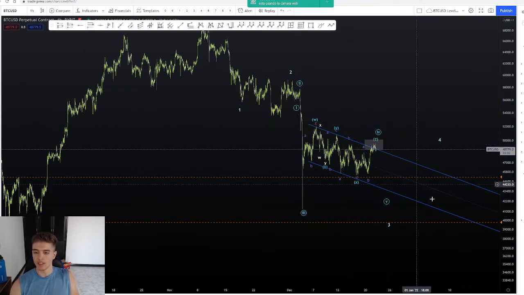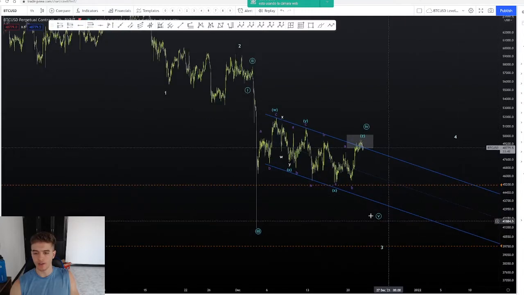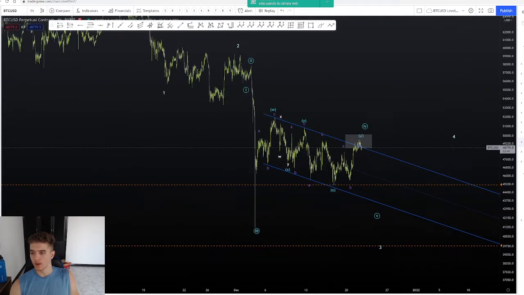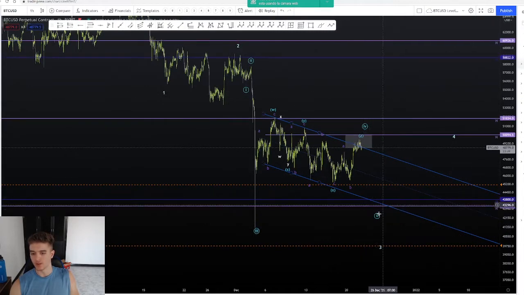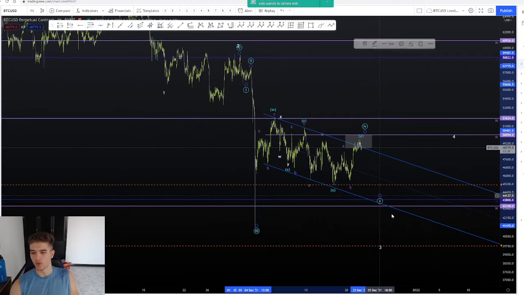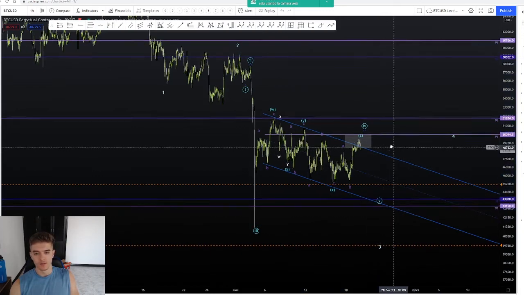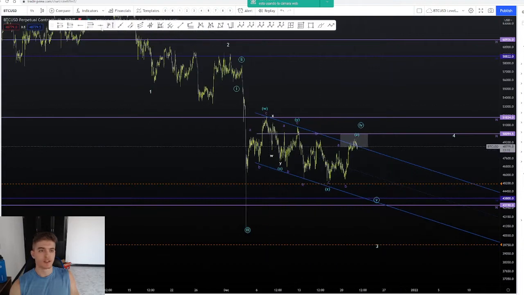So like I said, I would not be surprised if this wave 5 ends above these lows. And if it does, then some targets I'd be looking for would be around these levels right here, around 44 or 43K. Let's go ahead and see which retracement that would be.